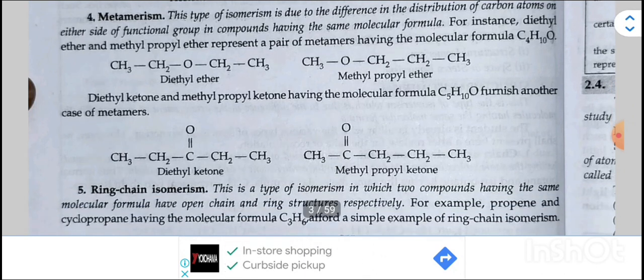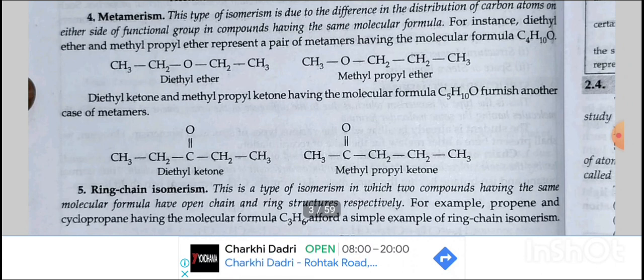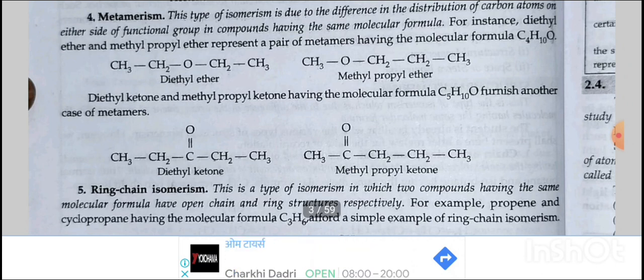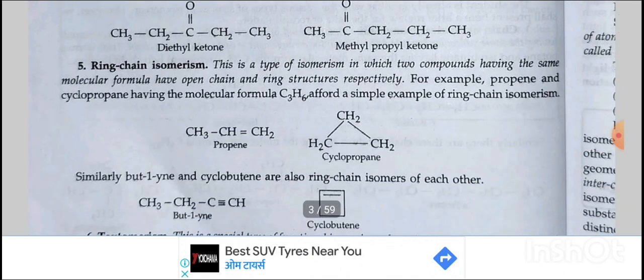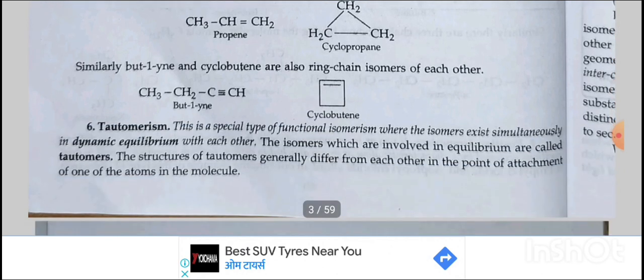Diethyl ether, methyl propyl ether. Diethyl ketone and methyl propyl ketone, having the molecular formula C5H10O, furnish another case of metamerism. Diethyl ketone, methyl propyl ketone. Ring chain isomerism. This is a type of isomerism in which two compounds having the same molecular formula have open chain and ring structures respectively. For example, propene and cyclopropane, having the molecular formula C3H6, afford a simple example of ring chain isomerism. Propene and cyclopropane. Similarly, butene and cyclobutane are also ring chain isomers of each other.